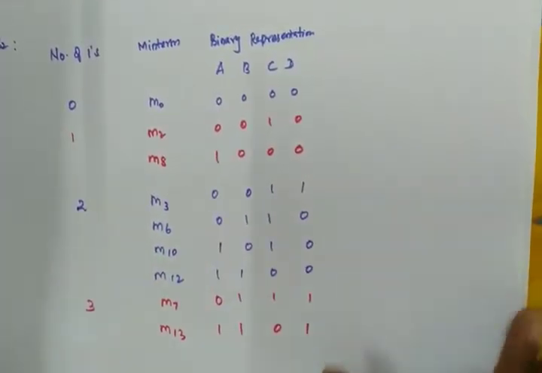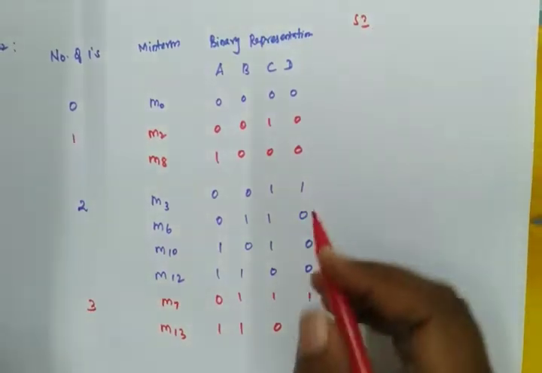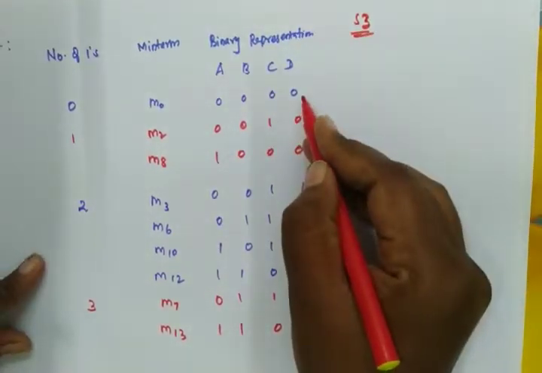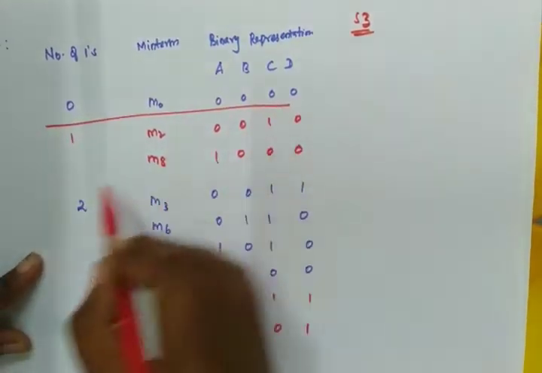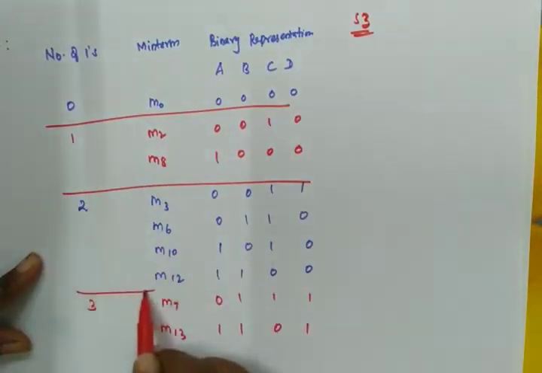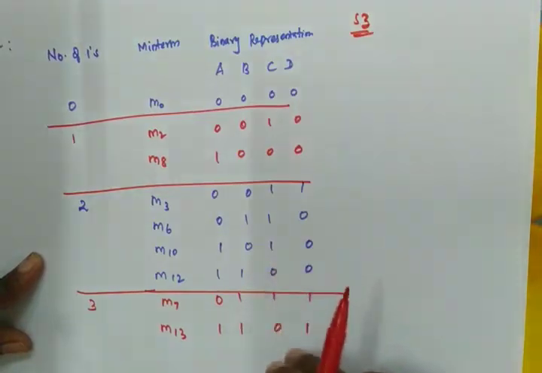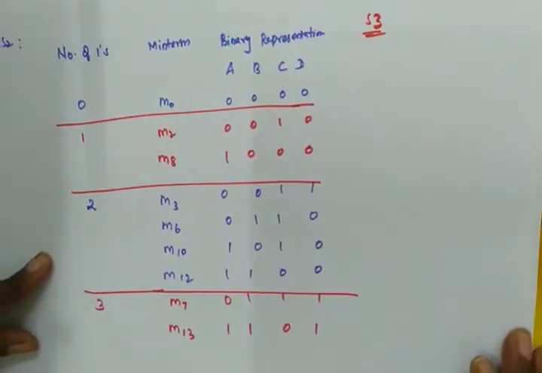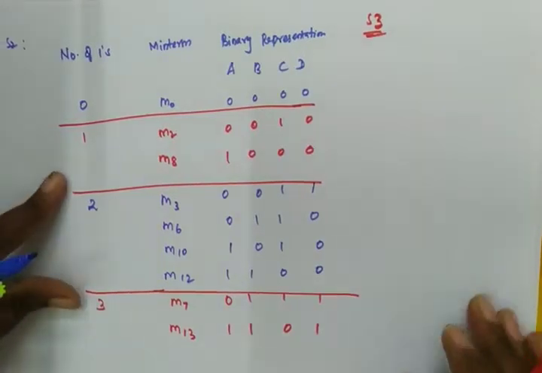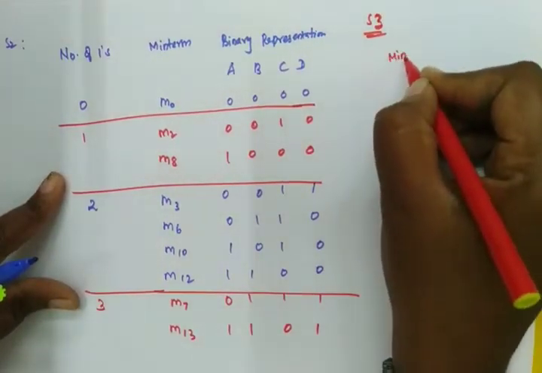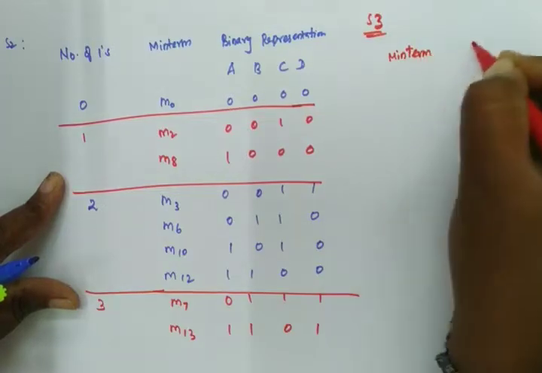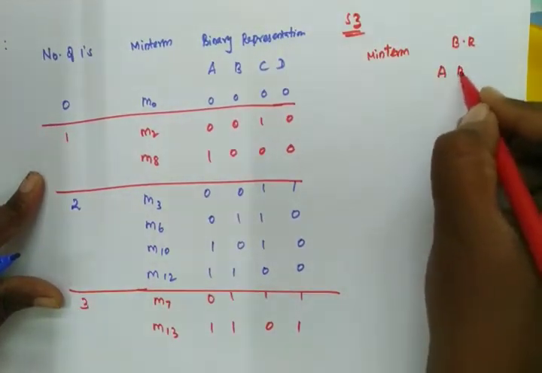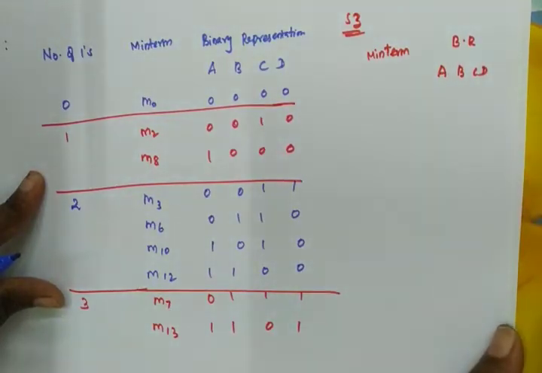In step 3, what we have to do is compare this binary, that is 0 group with 1 group, 1 group with 2 group, 2 group with 3 group. We have to compare and check for only 1 bit changes, where we are getting only 1 bit change. Again we have minterm and binary representation. Again write here A, B, C, D.